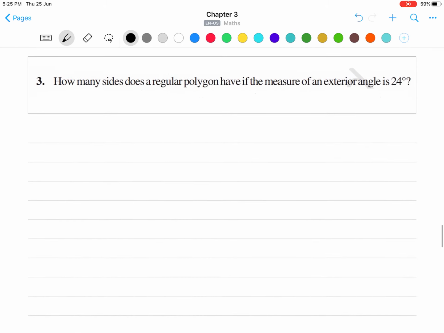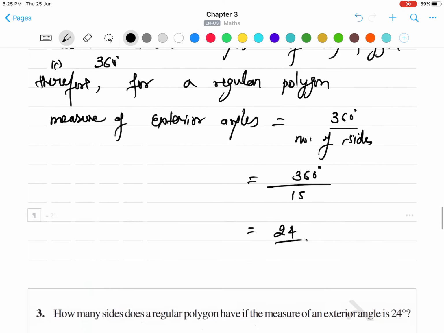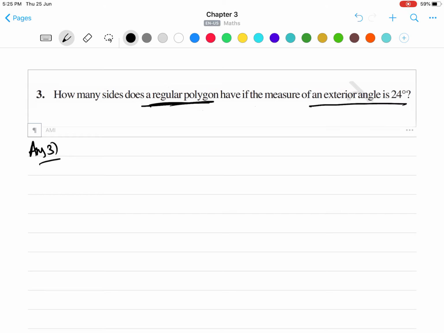Now come to the next question. Question number 3 is, how many sides does a regular polygon have if the measure of its exterior angle is 24 degrees? It is the second part of question number 2. Okay, now we have to solve this again. Let's write its answer number 3. It's again given that the polygon is a regular polygon and its exterior angle measures 24 degrees.